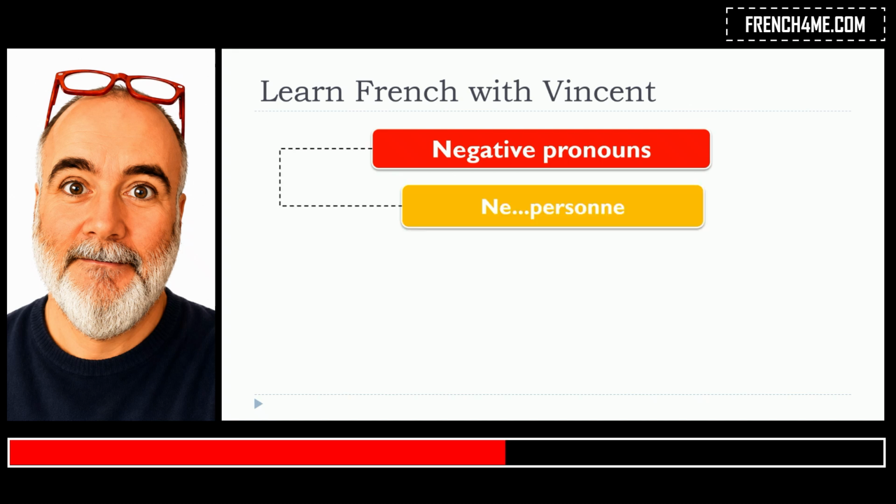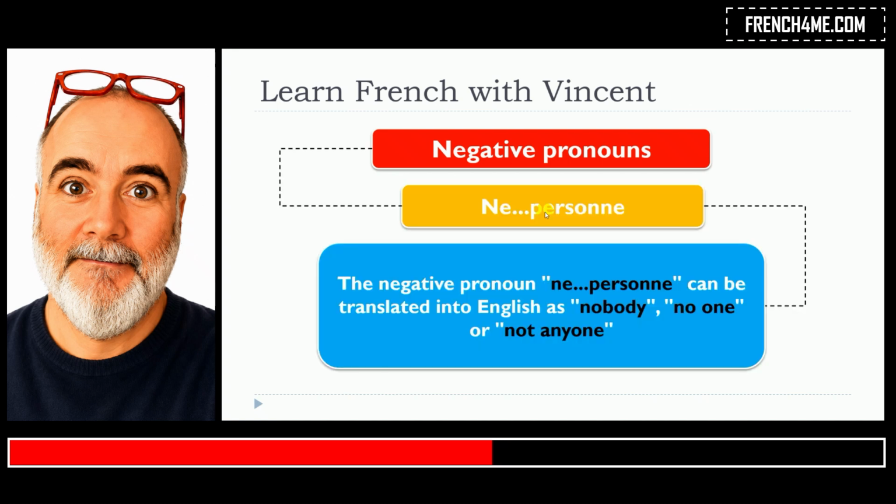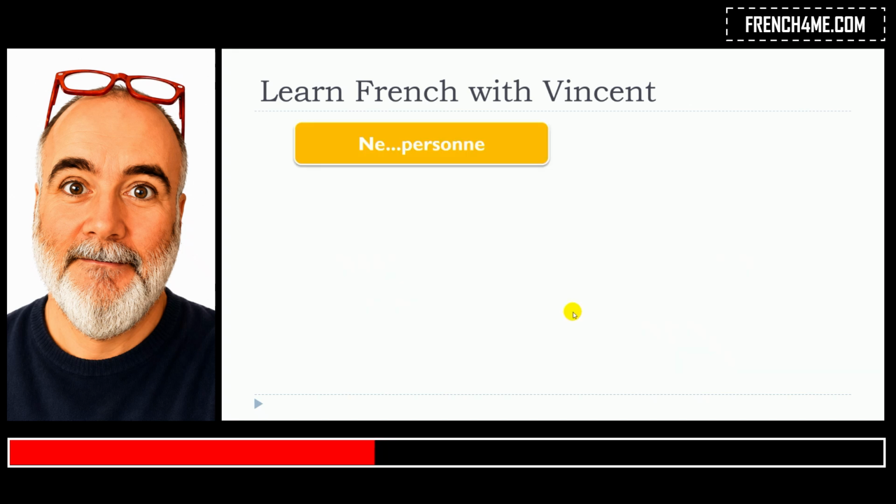So this lesson is about ne, personne, and the negative pronoun ne, personne can be translated into English as nobody, no one, or not anyone. So we'll see some examples with ne, personne.